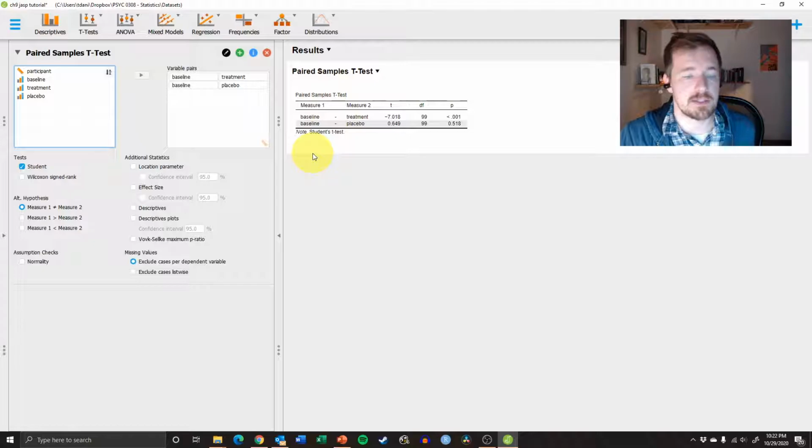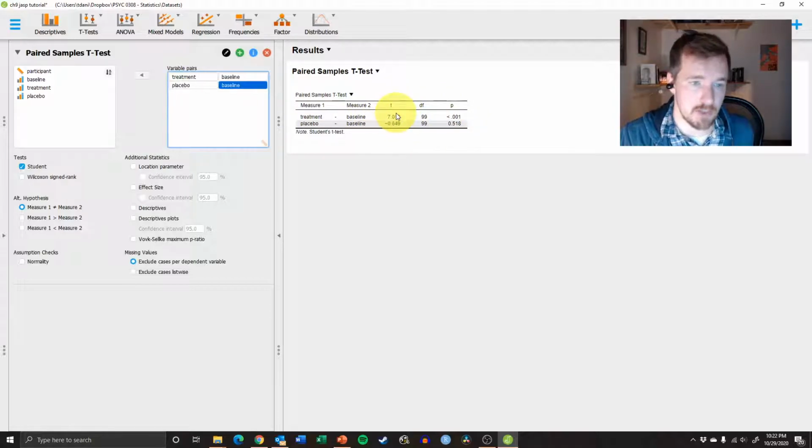So if you're looking at this, the way to interpret this is that we have baseline versus treatment and baseline versus placebo. And you'll note that usually, honestly, we probably want to have these flipped just because it's a little bit more interpretable. But just to show you what I mean, for example, we have a t obtained value of -7. And what that means is that, for the most part, the average is lower than baseline. But that's not what we want, right? We actually want to swap these around. And that looks better. So what we're saying here is that the treatment does increase memory, and that placebo doesn't.